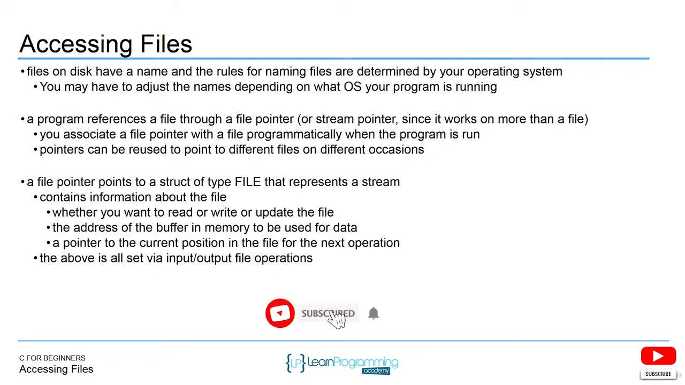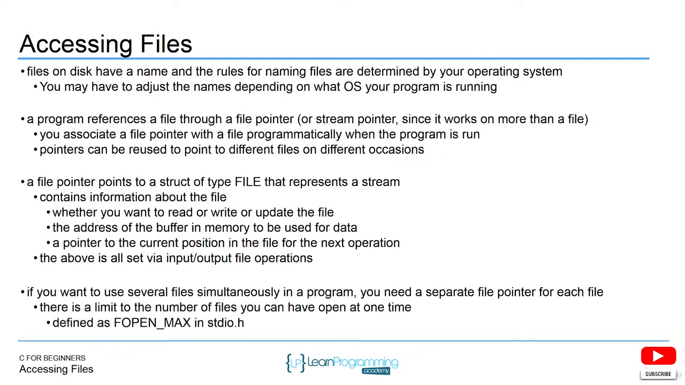A file pointer points to a struct of type FILE that represents a stream. You can go and look at the FILE struct to see everything that's inside of it, but it contains information such as whether you want to read or write or update the file, the address of the buffer in memory where you're storing data, and a pointer to the current position in the file for the next operation. We mentioned the position is important because that's where you're doing your writes and reads. You can set all this information inside the structure by using input and output file operations. When you open a file, it's going to specify whether you want to read or write. And you can change the current position by using other methods like seek and so forth that we're going to talk about.